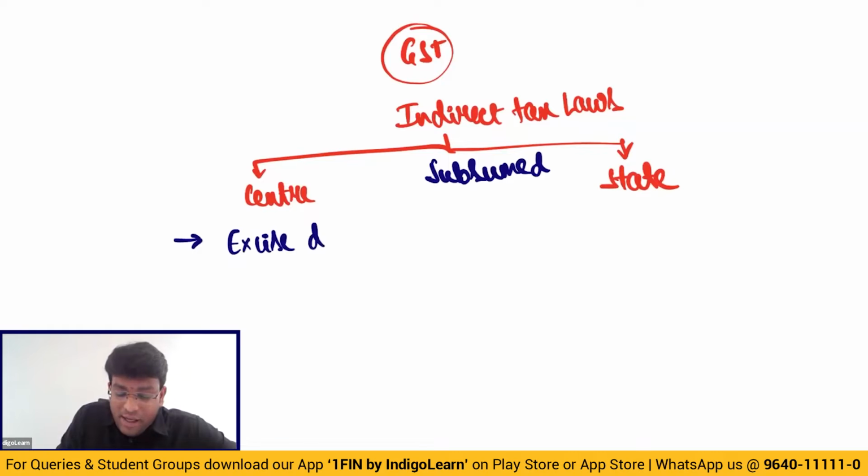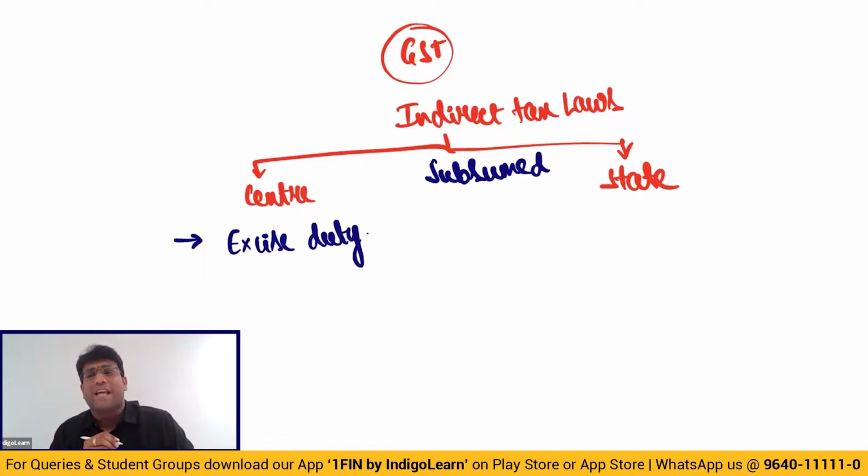There was something known as excise duty. Excise duty stands for a duty levied on manufacture or production of goods. So prior to GST, whenever there was manufacture or production of goods, excise duty was levied. Now this excise duty has been replaced by GST law.